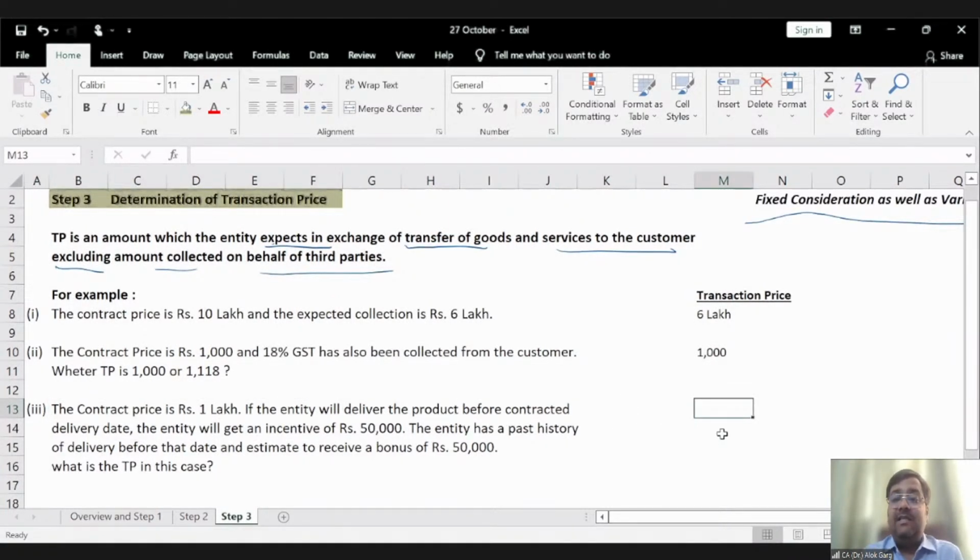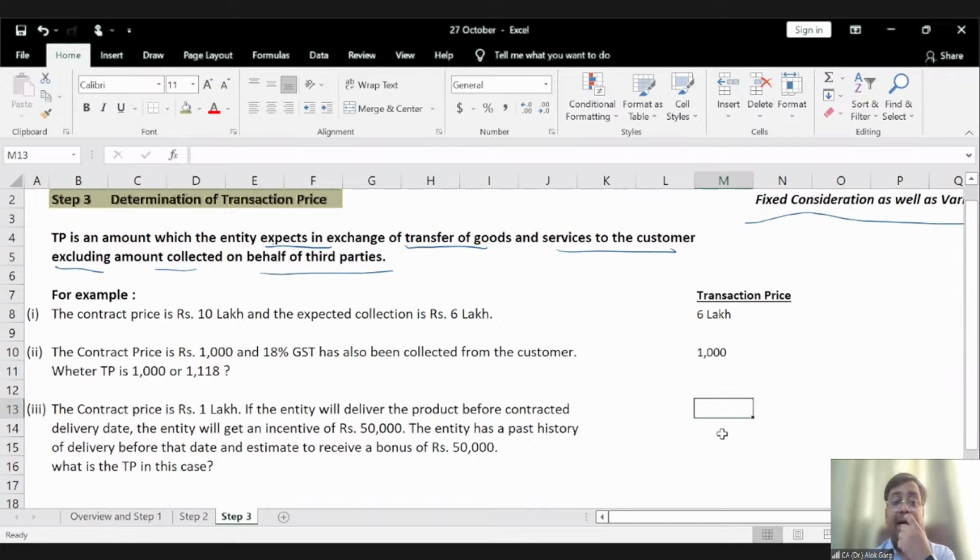The contract price is rupees 1 lakh. If the entity delivers the product before the contracted delivery date, the entity will get an incentive of rupees 50,000. Friends, the fixed consideration is 1 lakh rupees. But if the entity delivers the product before the delivery date, the entity will get an incentive of rupees 50,000. So this 50,000 rupees incentive, this bonus, is a variable consideration.